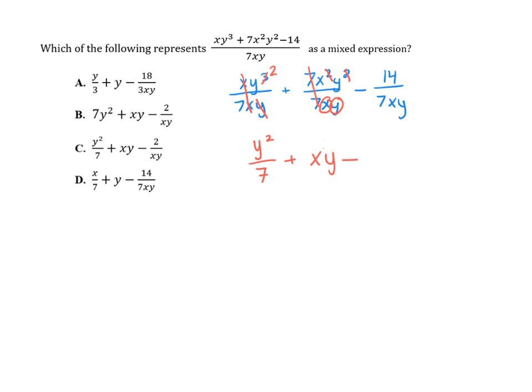In this last one, I have a 14 on top and a 7 on the bottom, so that'll divide to a 2 on top. The x, y don't simplify at all, so those will stay in the bottom. So this is what my final answer would look like, which would be answer choice C.